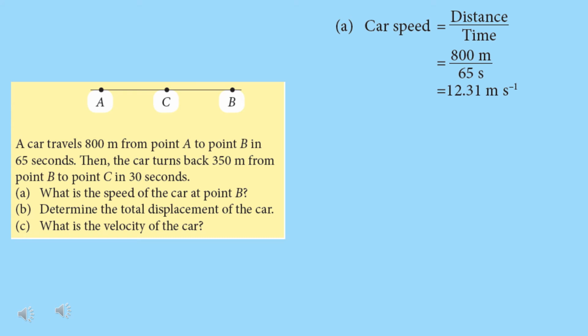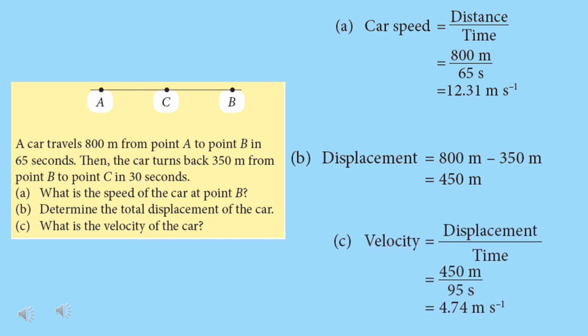What is the total displacement of the car? The total displacement is 800 minus 350. That is 450 meters. Why is the displacement calculated by subtracting 350 meters? Can you explain? What is the velocity of the car? The velocity of the car is calculated by a formula, displacement divided by time. That is 450 divided by 95. The answer is 4.74 meters per second.